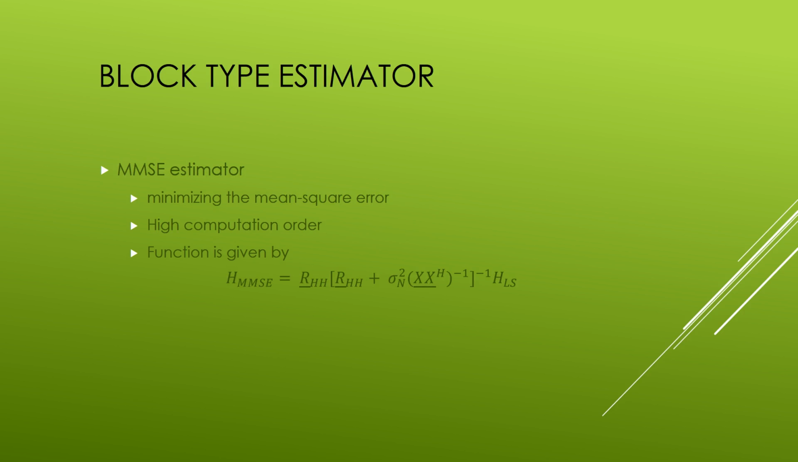The MMSE estimator, the minimal mean square error estimator, tries to minimize the metric of mean square error. The estimation function could be represented in this equation. As we can see, it's much more complicated than the LS estimator.